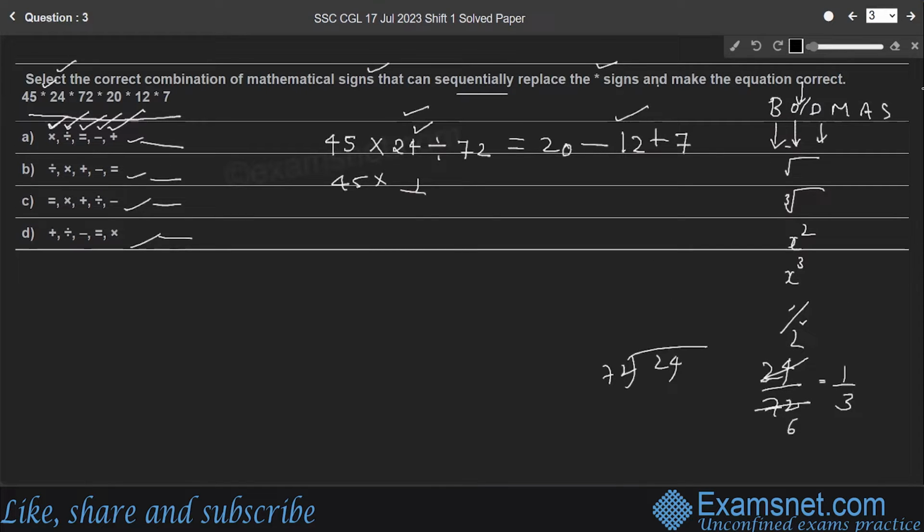So 1 by 3 is equal to, here in the RHS part, addition comes first, before subtraction. So 20 plus 7, 27 minus 12. So here, 3 into 5 is 15. So LHS is 15, which is equal to RHS, which is also 15, right? Therefore, the first set of operations is correct. Option A is the right answer.